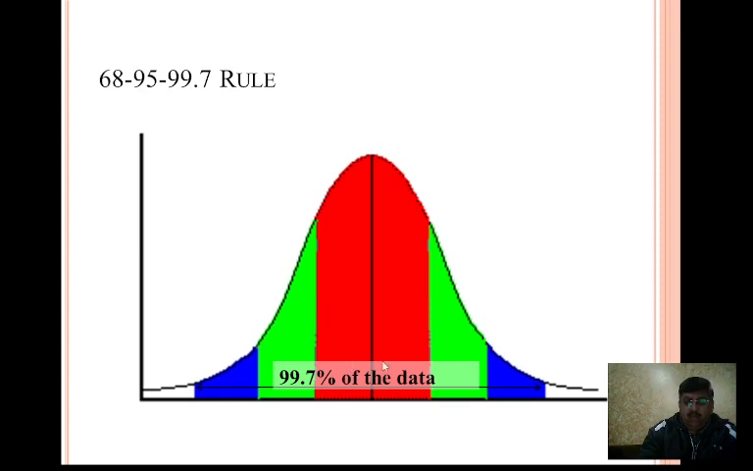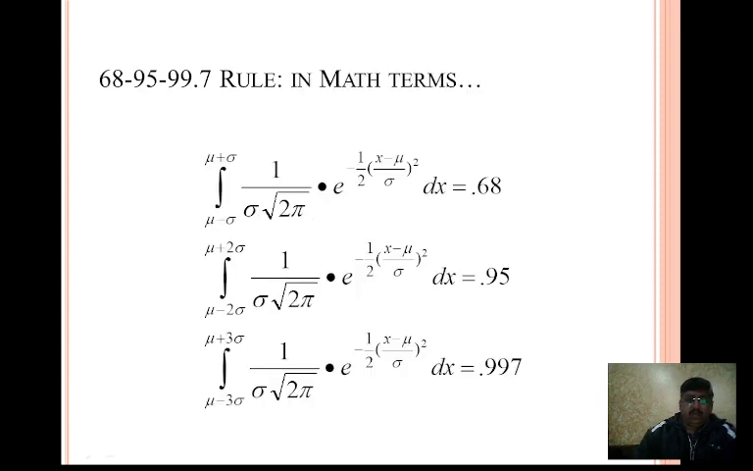If you write it down in terms of expression, let me write it in the next slide. Yeah, here. So you can see that mu minus sigma to mu plus sigma comes as 0.68 in fact, and we can represent it in terms of percentage. So this is 68% of data, this is 95% of data, and this is 99.7% of data.